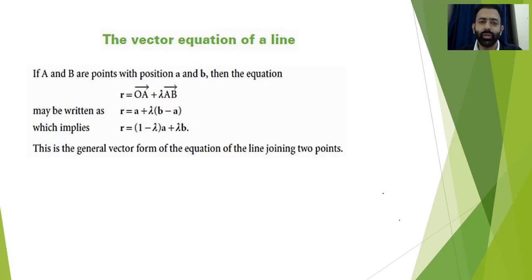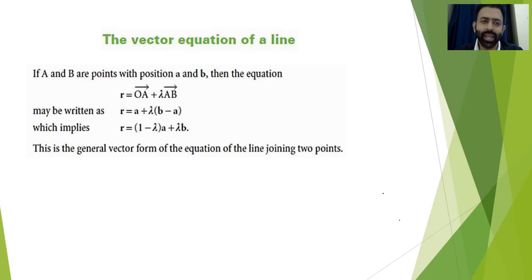As you know, we are doing the chapter on vectors, and in the last video we did some questions about finding the angle between any two given vectors. The next topic we are going to cover today is finding the vector equation of a line. Without wasting any time, let us start.